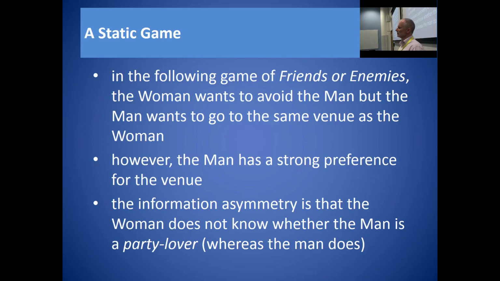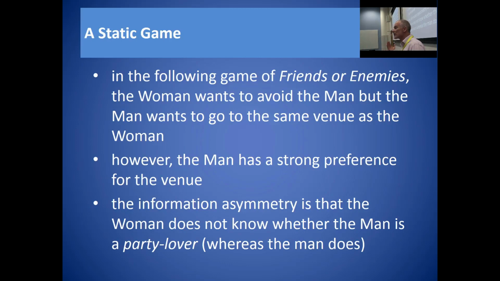Where's the information asymmetry? Well, the information asymmetry lies in the fact that the woman does not know what the man's character is like. Because the man could be one of two types. He could either be a party lover, where absolutely he wants to go to the party. That's the most important consideration for him. Alternatively, he might be a non-party lover, but all he wants to do is spend a quiet evening in the hotel. So the man can be one of these two types: a party lover or not a party lover.